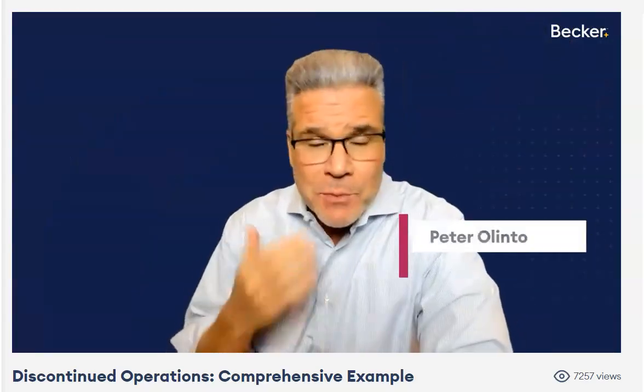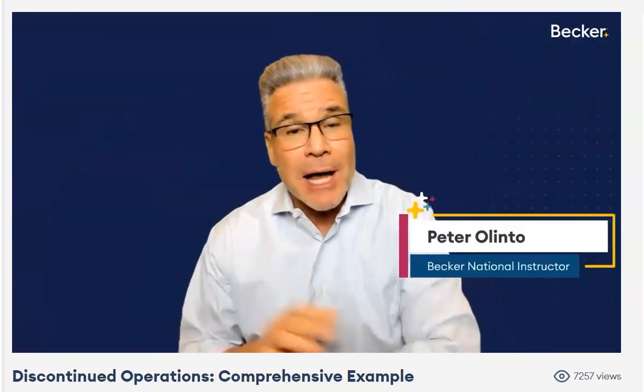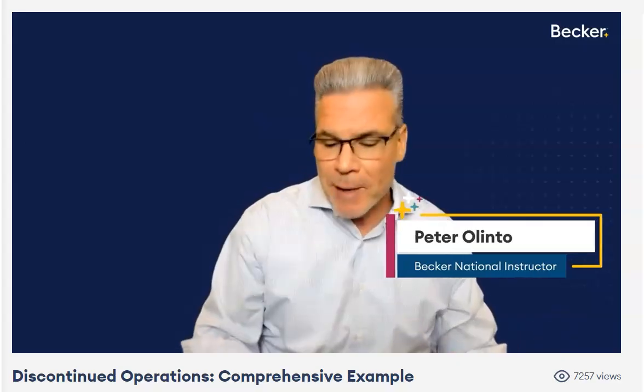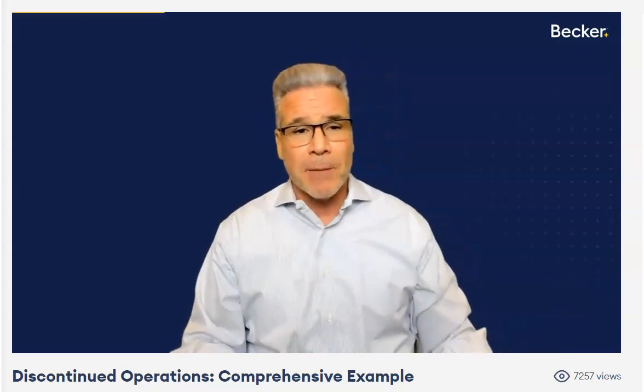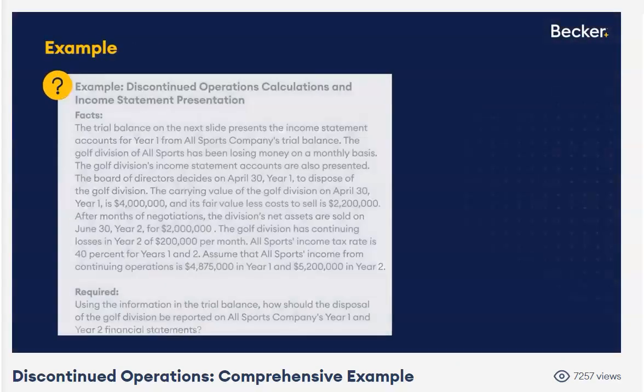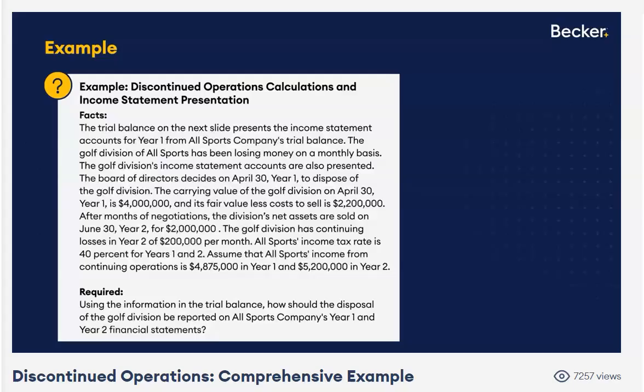Welcome back, my friends. As promised, we have a comprehensive example now to illustrate the rules with respect to a discontinued operation. So let's jump in and do it. So here are our facts. We've got a trial balance on the next slide. We're going to have the income statement accounts for year one. Now, the name of the company is All Sports Company. Okay, that's the trial balance they're going to give us.